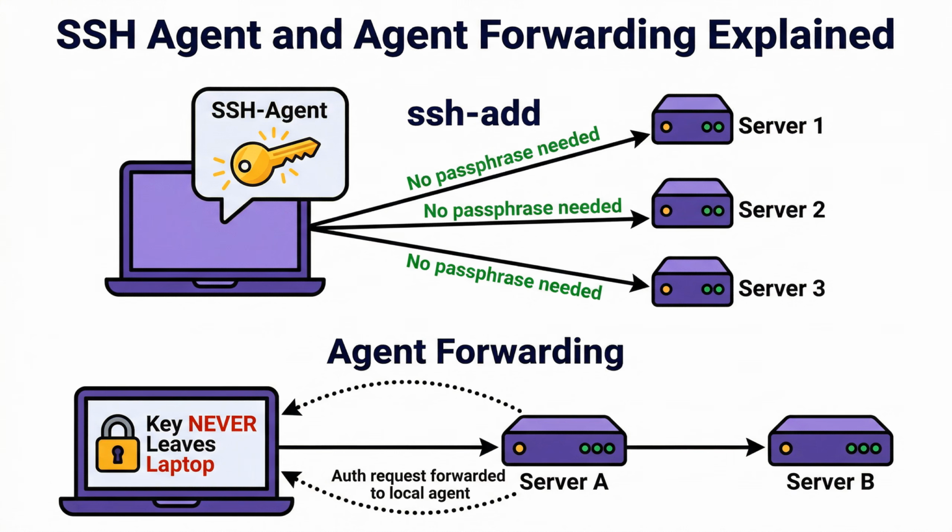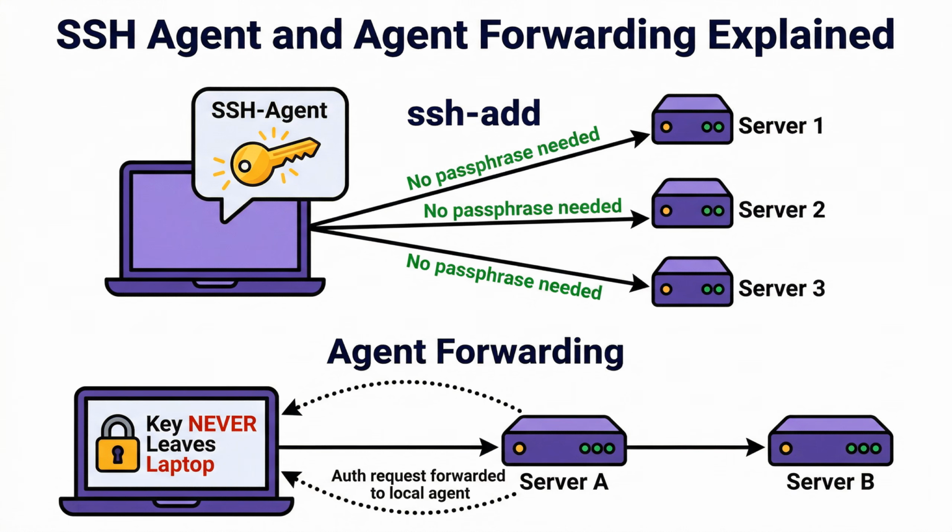Here's another power move: the SSH agent. When your private key has a passphrase, which it should, you normally have to type it every time you connect. The SSH agent is a background process that holds your decrypted key in memory. You type your passphrase once using ssh-add and then connect to any server without typing it again for the whole session. Even better is agent forwarding.